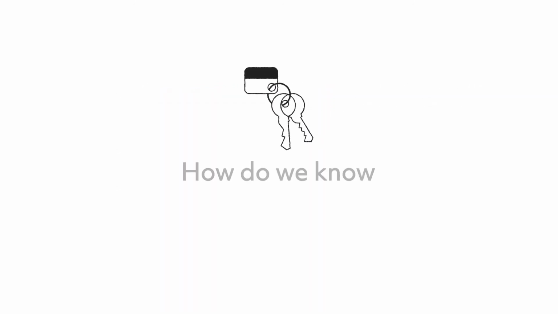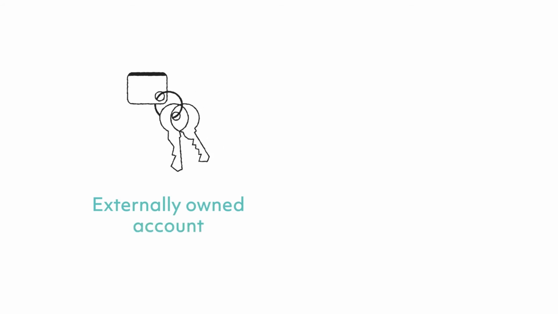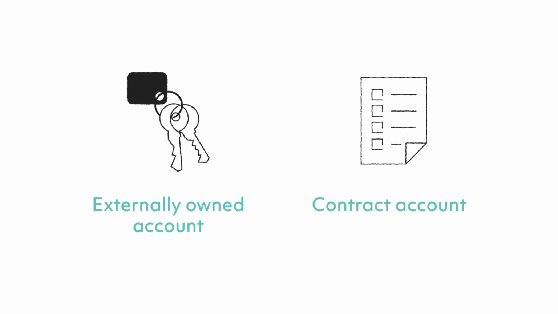This leads us on to the second technical aspect, which is to answer the question, how exactly do we know who owns what within this overall system? Here is where we introduce the concept of accounts. And there are 2 main types of accounts, an externally owned account and a contract account. And these accounts all have an address attached to them, which may look something like this.